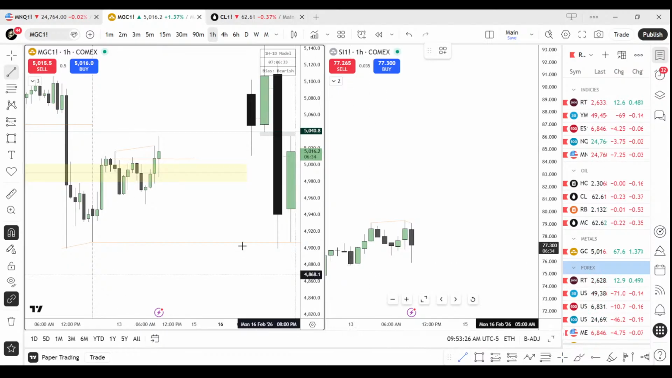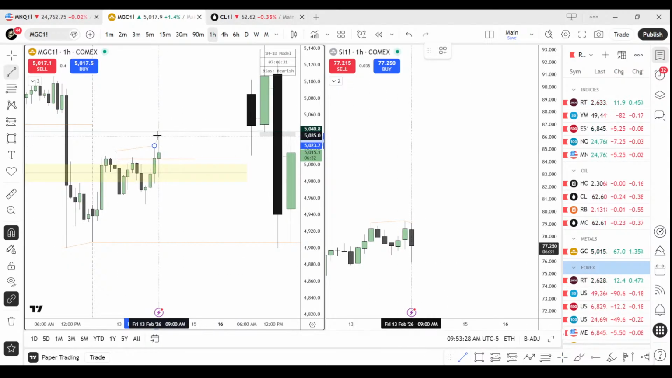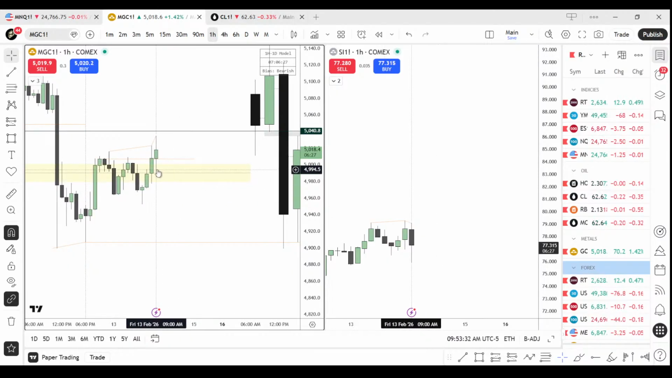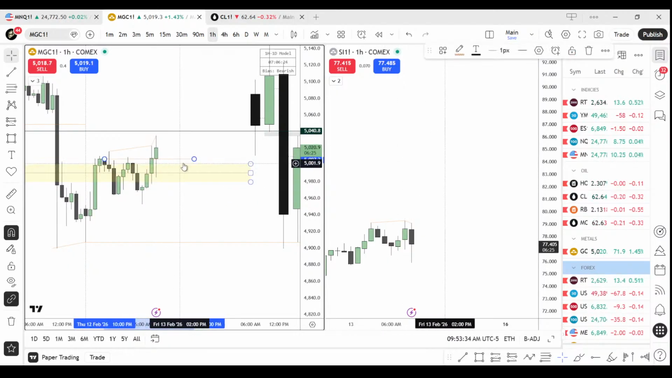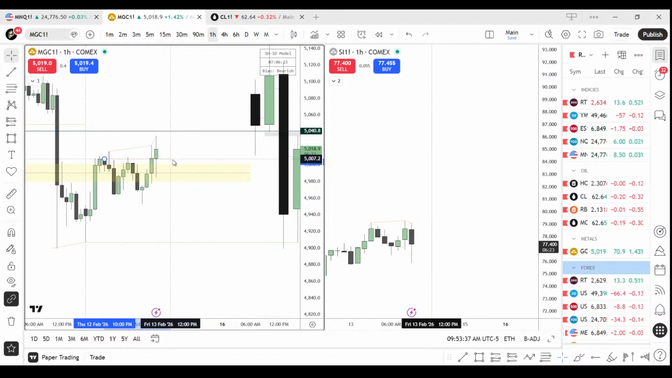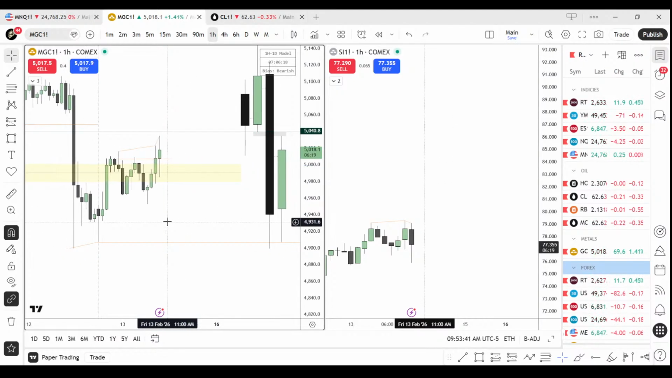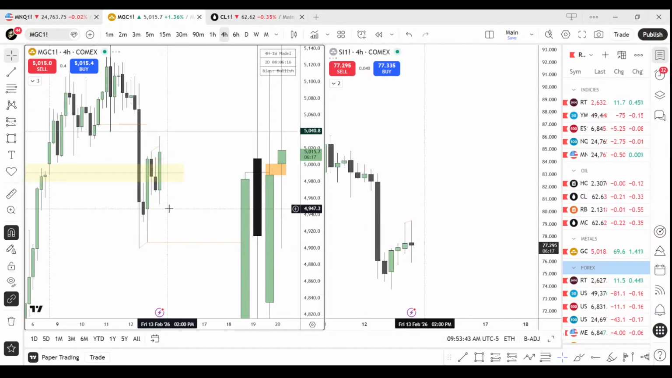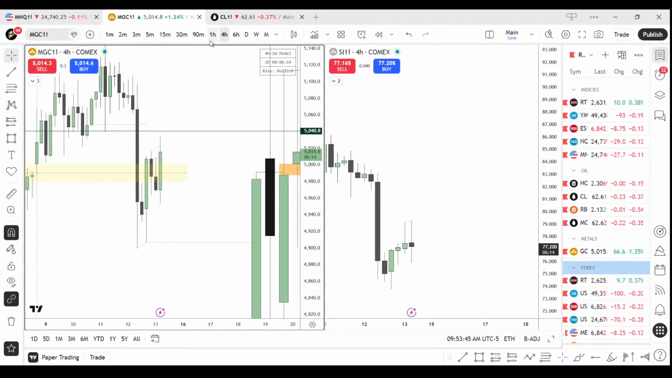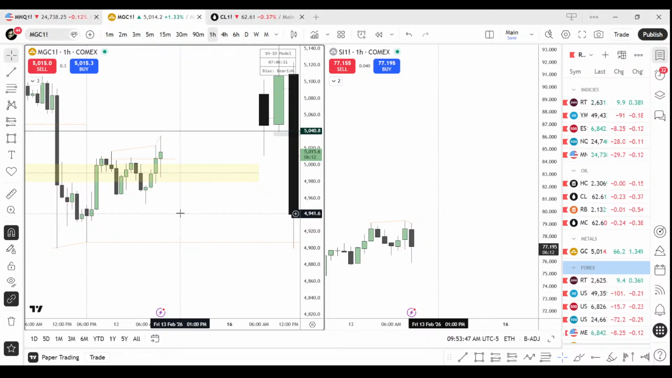No distance. Gold is clean today. But we need the next 4 hour candle to not close above this line. That's a problem here. If we do close, then there's nothing much here to look for.